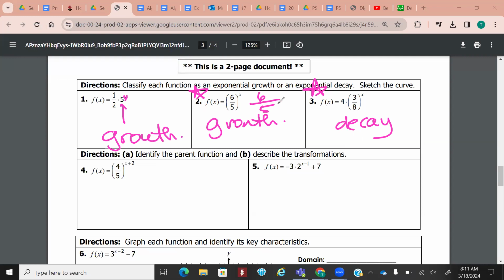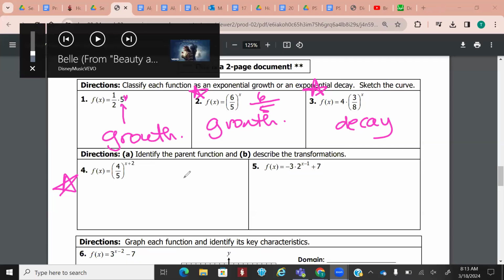All right, identify the parent function and describe the transformation. Same thing we were doing on the front. So go ahead and take a moment, identify the parent, and then describe the transformations. So the parent function on this one should have been (4/5) raised to the x. And then this +2 means I'm going to move it left 2.